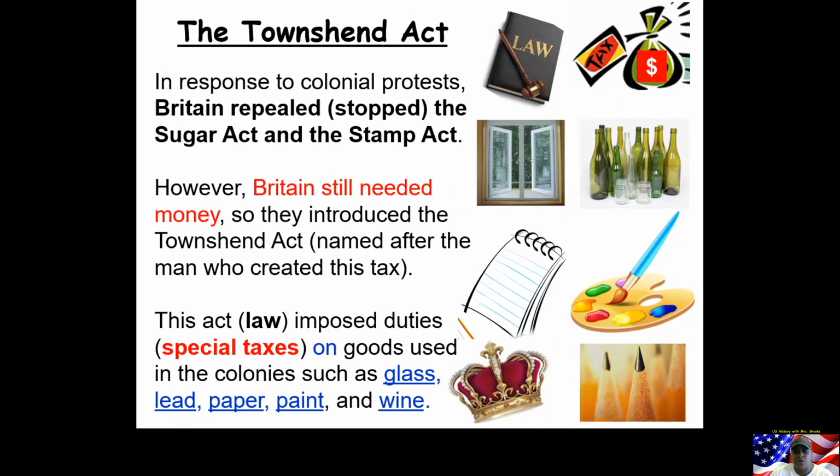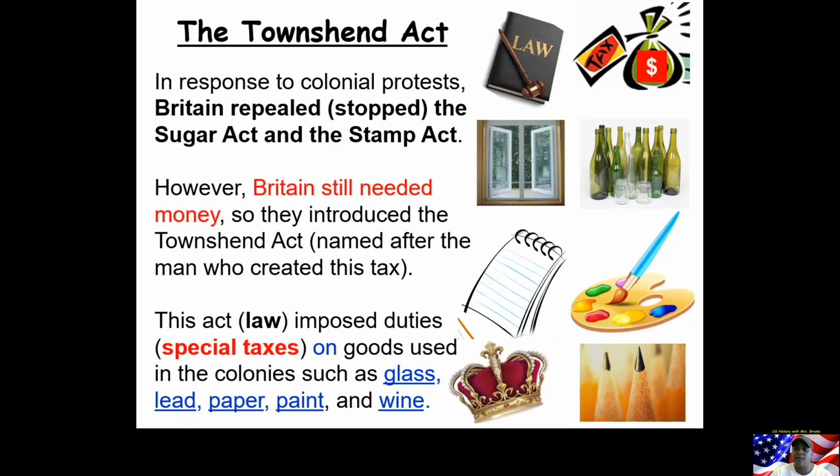This is going to put a special tax on certain items that the colonists like to use. Okay, remember, you cannot do anything without paperwork. So here's the paperwork. It's called the Townsend Act. It's a special tax on items like lead, that goes in a pencil, paint, glass, wine, paper. There's a special tax now that you're going to have to pay if you want these items.